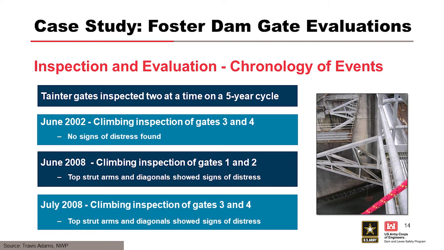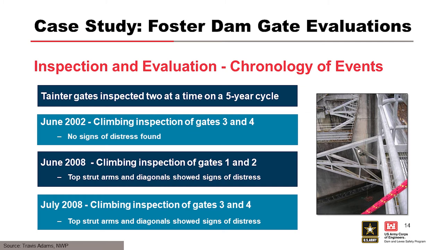And so now we're going to take a closer look in particular at Foster Dam, some gate evaluations and modifications that they made. So just a timeline of events. The Tainter gates here are inspected two at a time. There's four gates, and they're inspected on a five-year cycle. So in 2002, gates 3 and 4 were looked at, and no signs of distress were noted. Then in 2008, they did a climbing inspection of the other two gates, and they noticed that the top strut arms and diagonals showed signs of distress. So that keyed off, well, we better look at the other two gates as well.